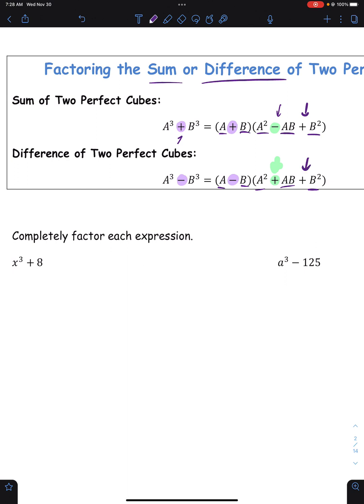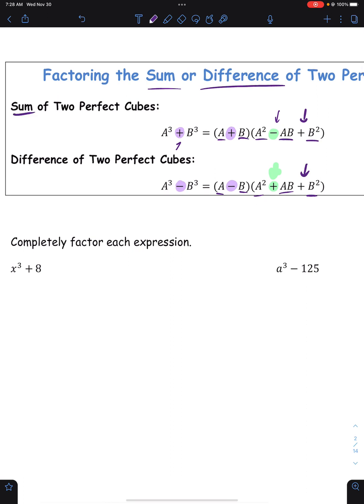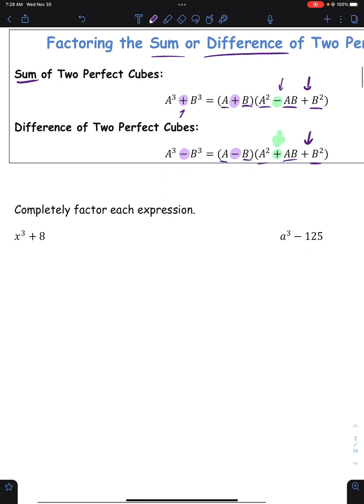So let's do an example, and I'll show you the work I do to make it a little bit easier. Whenever I learn a new formula, I always think it's best to write it out every time you're going to use it, because then you memorize it a little bit better. So if I'm going to completely factor x to the third plus 8, I know that's a sum of two perfect cubes because I'm adding. So I'm just going to write out the formula here.